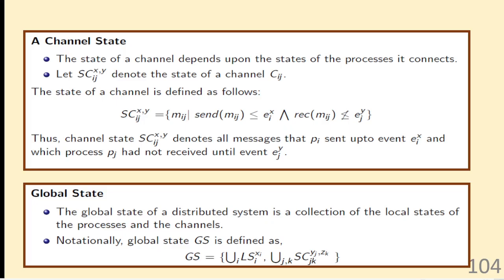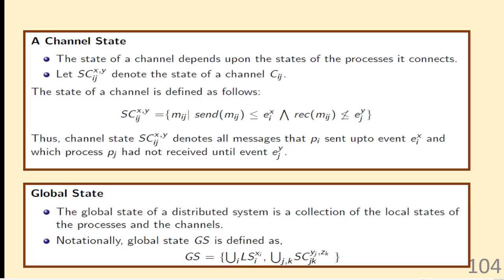Okay, that is okay. So channel state is dependent upon the states of the processes it connects. So we can write channel state as SC_ij^{x,y}. We already know what ij is. ij is process i and process j. x and y are event x and event y.